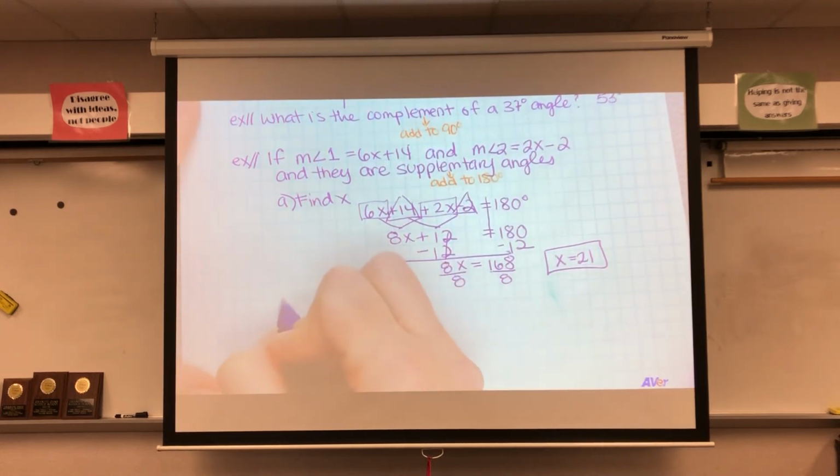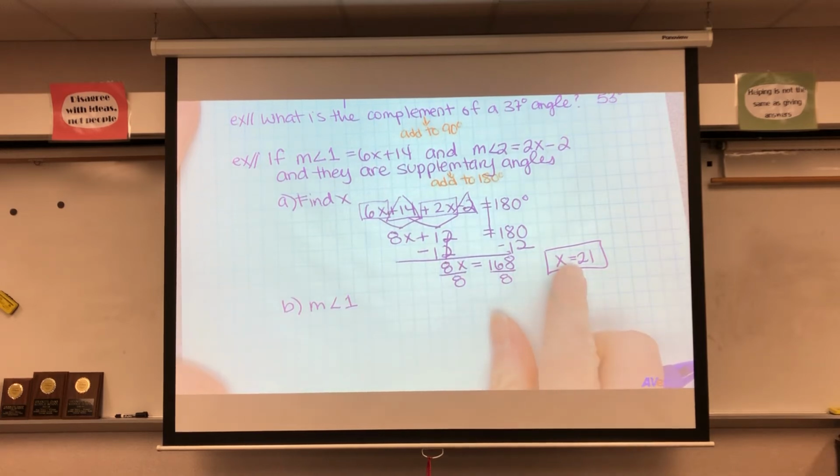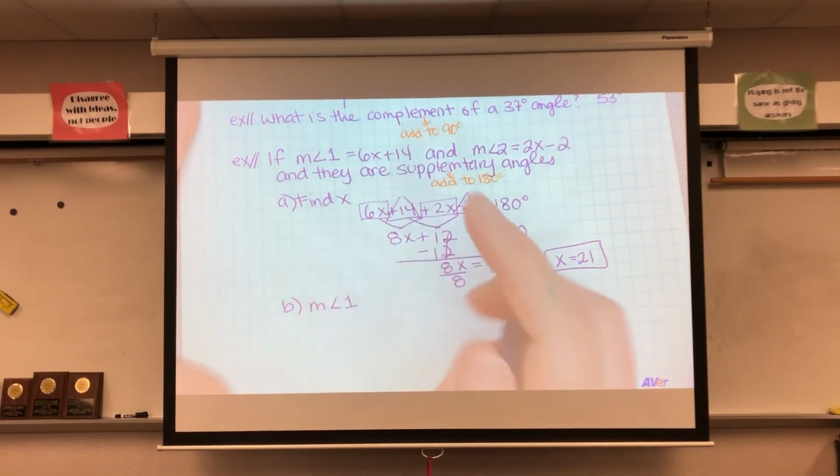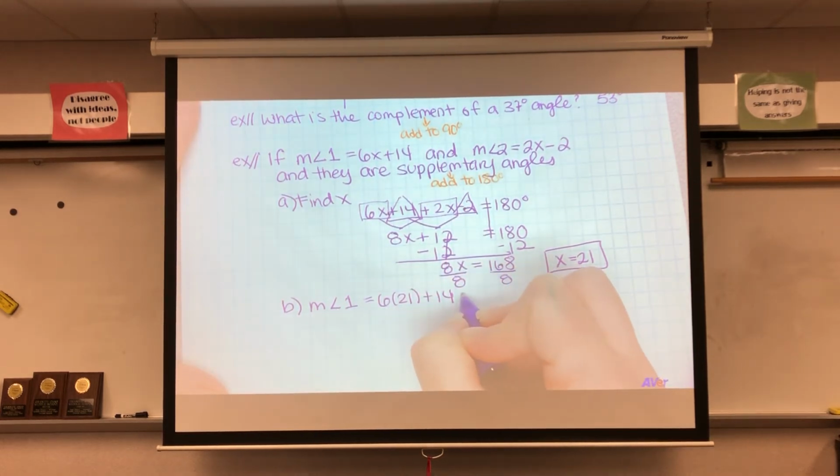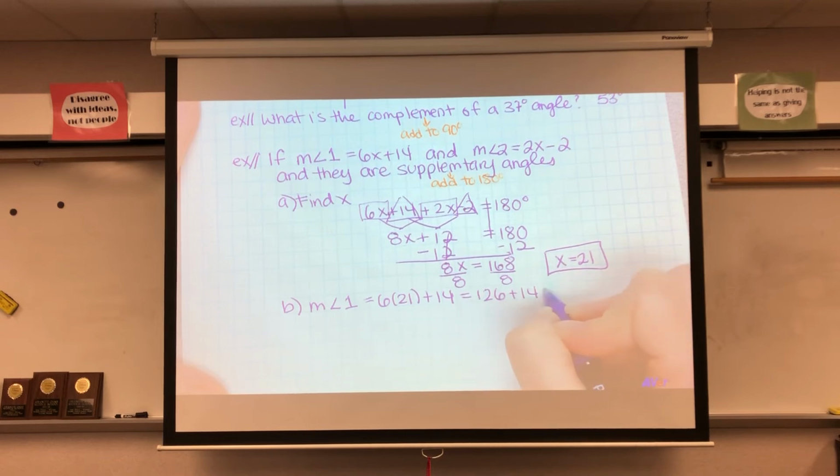What if instead it asks me to find the measure of angle 1? Oh, well, now I know what x is, so I will just substitute that into my expression up here. 6 times 21 plus 14. Ooh, 6 times 21, that's a big number. That's 126 plus 14. So I found out that this is 140 degrees.